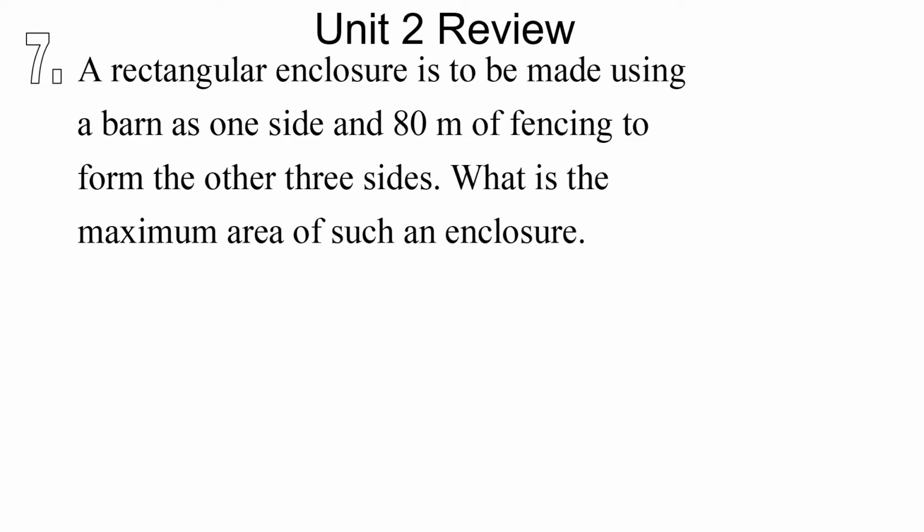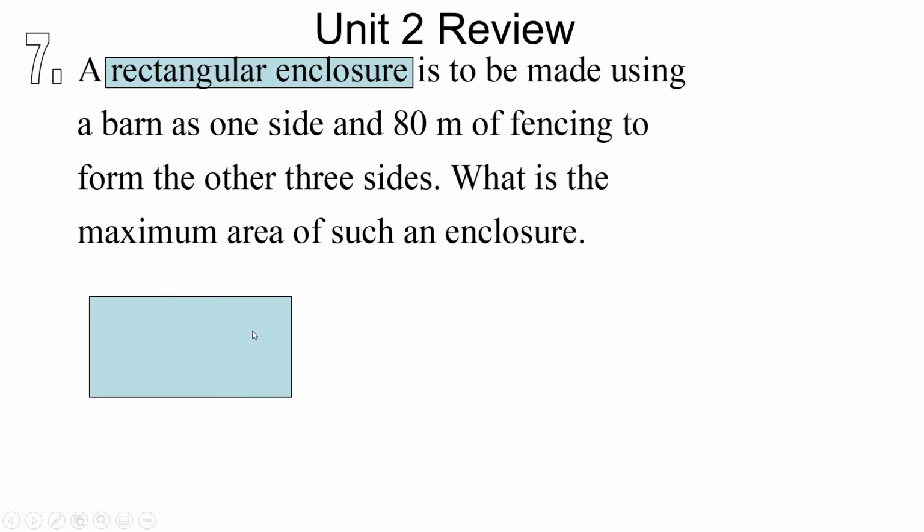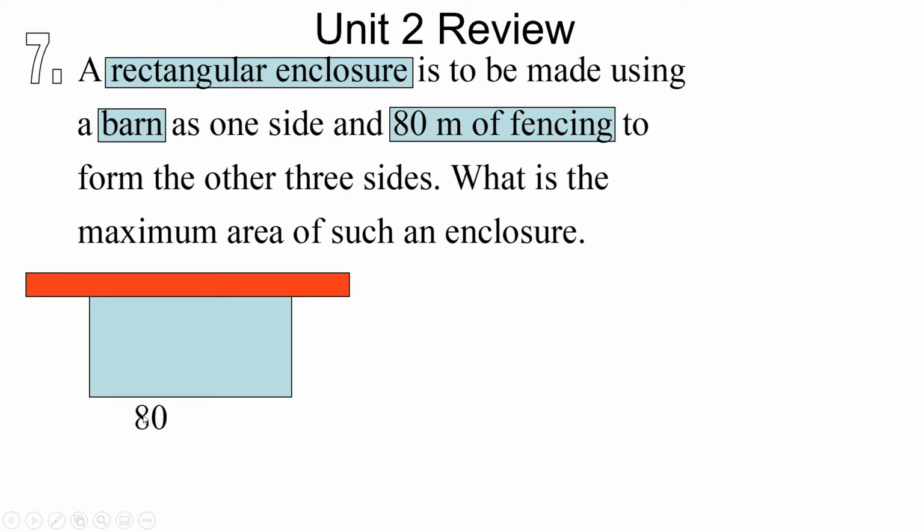A rectangular enclosure. Well, all great story problems start with a great diagram, so I am going to draw a what? A rectangle. Is to be made using a barn as one side. So I'm going to have a barn on one side of this rectangular enclosure. There it is right there. And I have 80 meters of fencing to form the other 3 sides. So these 3 sides, I have 80 meters of fencing. Why don't we just put that 80 right there?